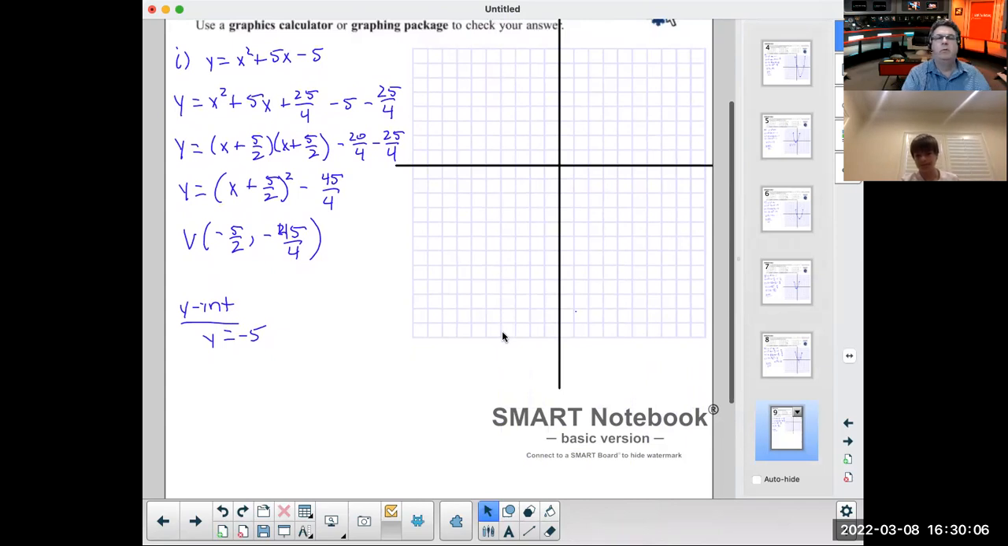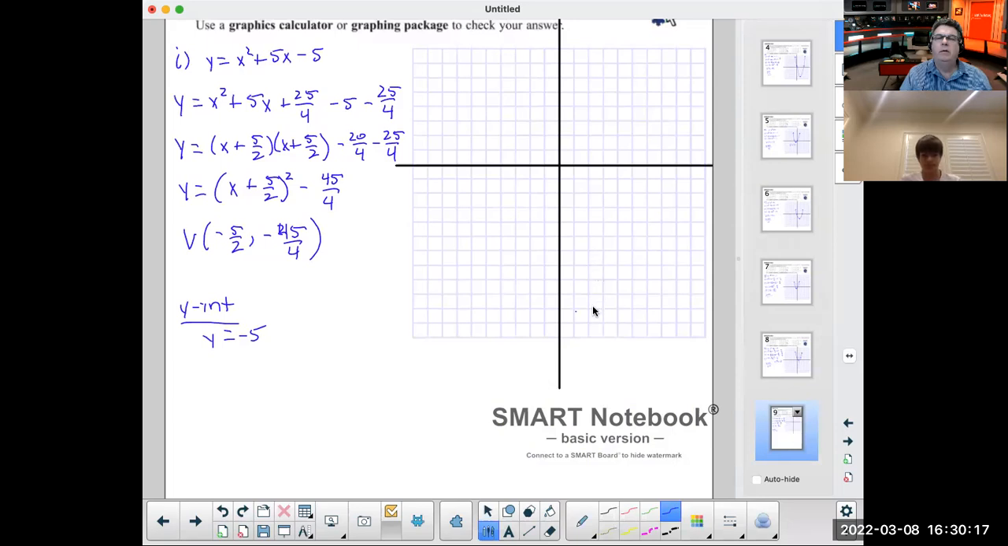All right, so -5 halves. It's -2.5. This is -11 and 1/4. 1, 2, 3, 4, 7, 8, 9, 10, 11 and 1/4. So about right there. My y-intercept is at -5. 1, 2, 3, 4, wait, 5. It's -5. I did it again. So here, thank you.